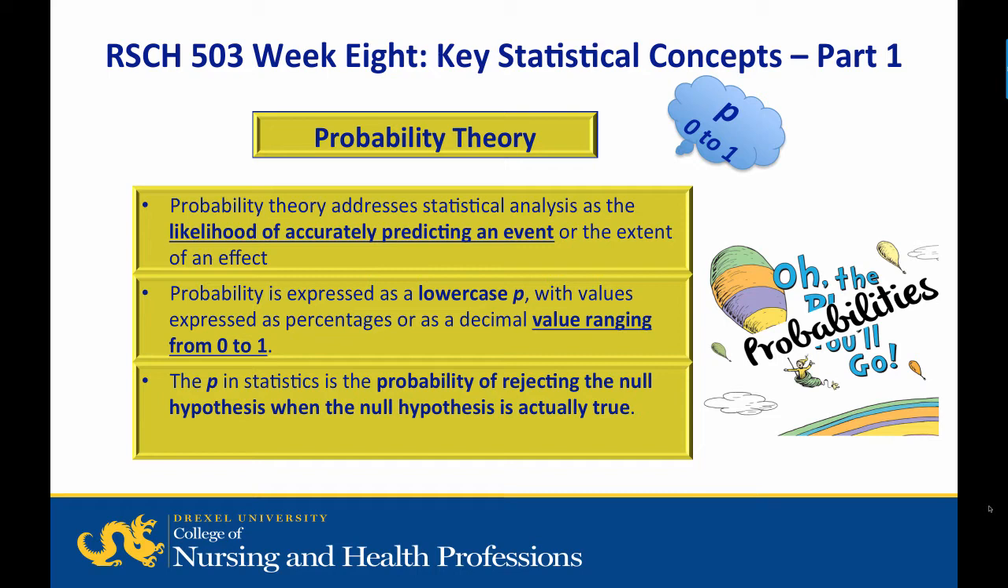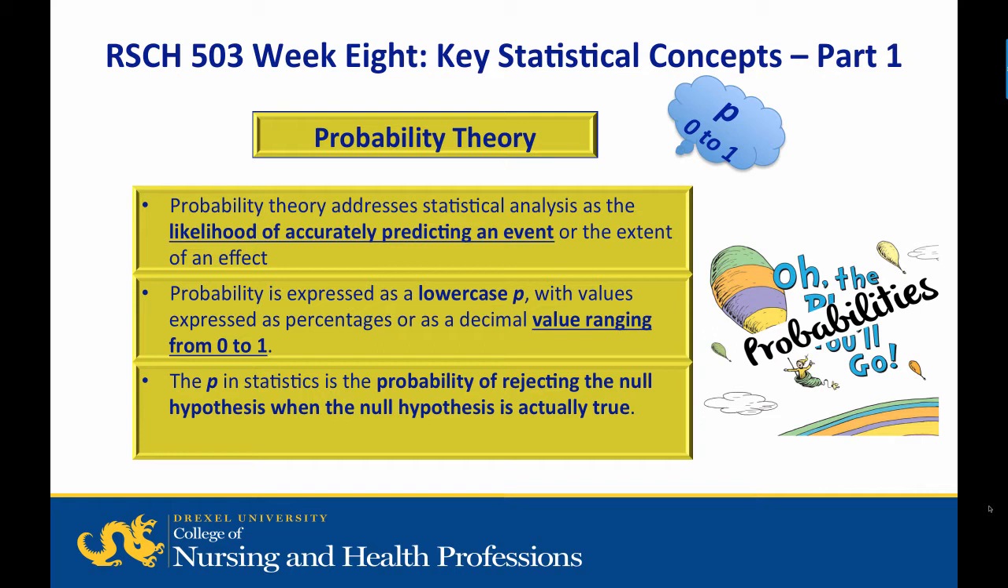Probability theory addresses statistical analysis as the likelihood of accurately predicting an event or the extent of an effect. The following idea of probability is simple. The probability that an event, object, or person will occur is equal to the relative frequency of occurrence of that event, object, or person in the population under consideration.